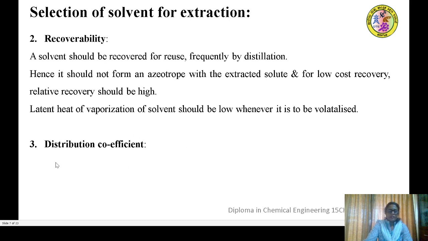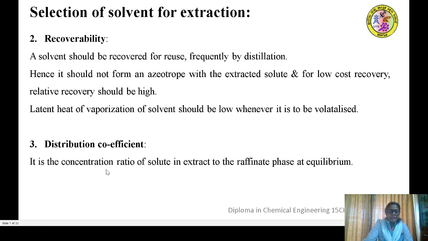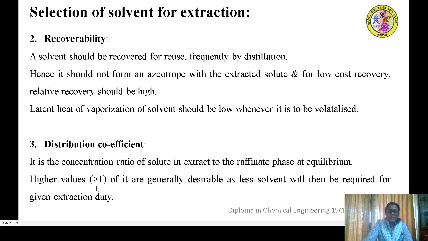We also have learned the definition of distribution coefficient in the first class. So hope you can remember it. A distribution coefficient is nothing but the concentration ratio of solute in the extract to that in the raffinate phase at equilibrium. It is usually denoted by capital K. So the equation form of this definition is K is equal to Ce divided by Cr. Ce is the concentration of solute in the extract phase. Cr represents the concentration of solute in the raffinate phase, both measured at equilibrium. So when this ratio has higher values, that means the given solvent is capable of extracting more amount of solute. Its extraction capacity will be higher.